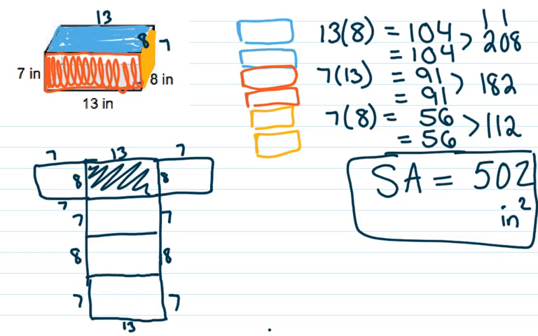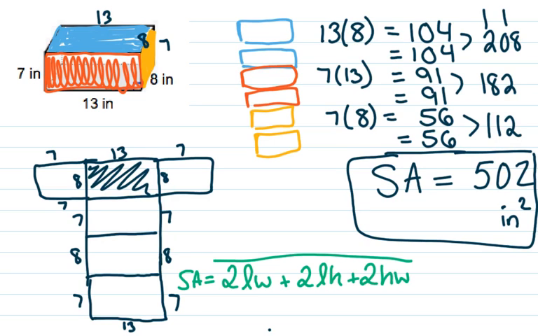I did want to go back and show you that technically there is a formula. It would be 2 times the length times the width, plus 2 times the length times the height, plus 2 times the height times the width. And that's the surface area of a rectangular prism. But personally, I don't like memorizing a formula that I don't have to memorize when I can just find each area separately.